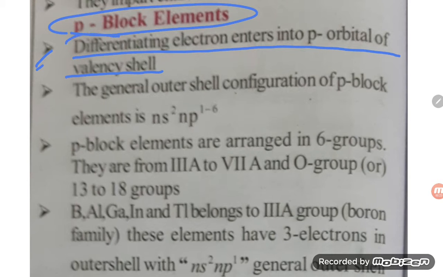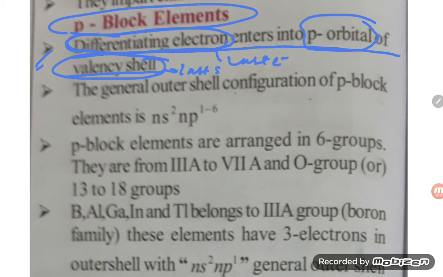What is the meaning of differentiating electron, students? The differentiating electron is the last electron. So the last electron will go into the p orbital of the valence shell. Valence shell means the last shell. Differentiating electron means last electron. So what would be the configuration? np1 to np6. This will be the p orbital configuration.